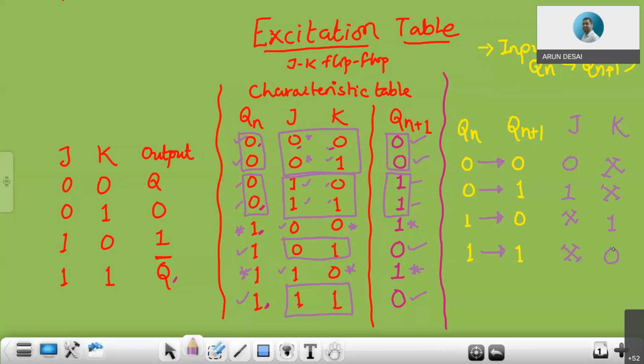So we have a truth table with us, a characteristic table with us, and an excitation table with us on screen.